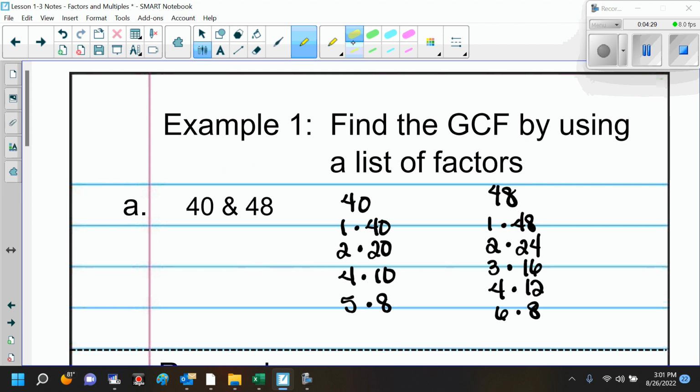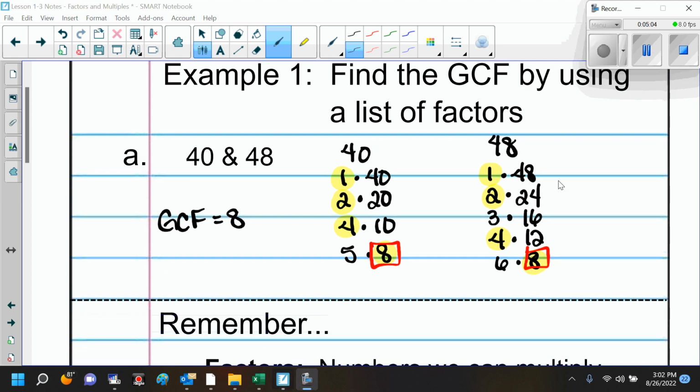The ones that they have in common are the 1s, the 2s, the 4s, let's see, the 8s, and that is it, right? So those are the common factors. So out of the common factors, which one's the biggest? That is 8. So 8 is the greatest common factor. The GCF is equal to 8.